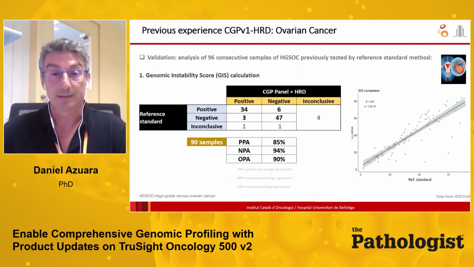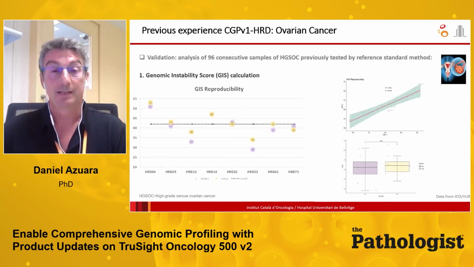In another study, we studied homologous recombination deficiency in a cohort of 96 consecutive high-grade serous ovarian carcinoma samples previously analyzed by the reference standard method. When calculating the genomic instability score levels, we obtained a 90% positive percentage agreement. The reproducibility of the assay is very high. In a run with our repeated samples, the results are highly consistent.